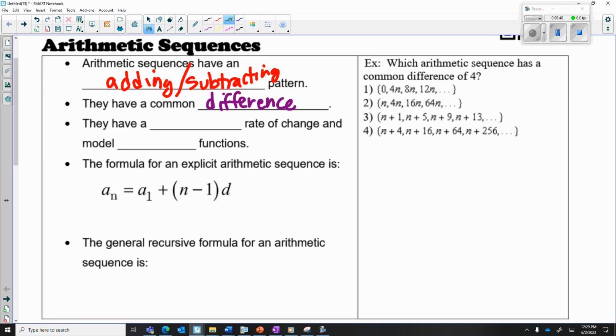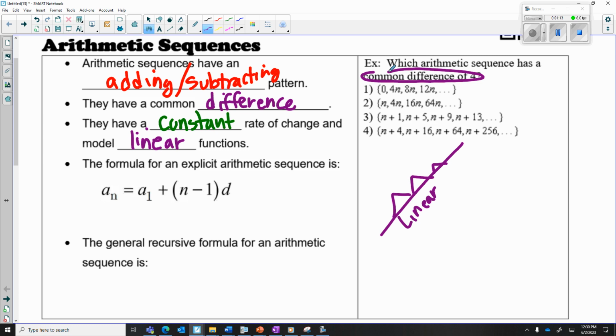They maintain a constant rate of change, and they can be modeled by a linear function. So when you think about a line, it has a constant slope, y equals mx plus b, where m is the slope. And basically it's that same rise over run, rise over run, rise over run, constant rate of change. That is what classifies a linear function. So similarly here, to get from term to term, we want a common difference of 4. So basically that would be equivalent to the slope on the line being 4 over 1. So can we keep adding 4, adding 4, adding 4 to get to the next term?